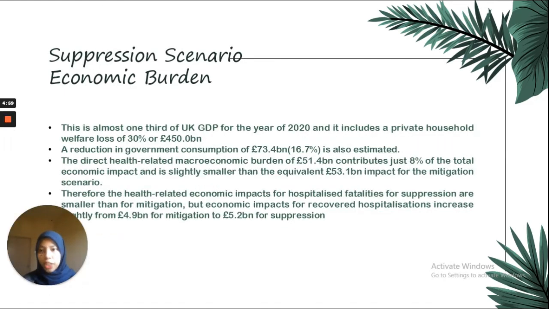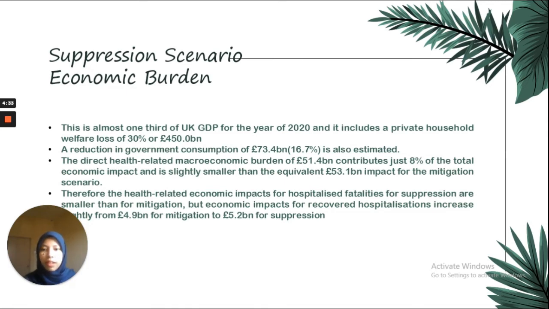For the third implication is separation scenario economic burden. This is almost one-third of UK GDP for the year of 2020, and it includes a private household welfare loss of 30%, or 450 billion pounds. A reduction in government consumption of 73.4 billion pounds, or 16.7%, is also estimated.